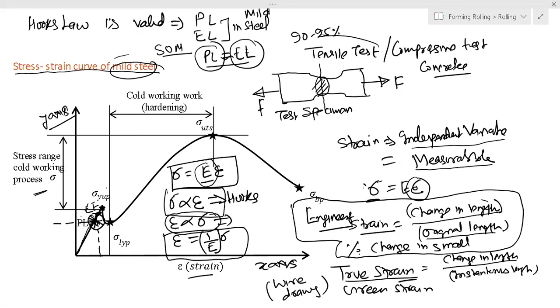Proportional limit is different, elastic limit is different. Proportionality limit is that limit up to which stress is proportional to strain, and elastic limit is that limit up to which material can regain their original shape. Elastic limit is just after the proportional limit, but in some books they write proportional limit and elastic limit both are same.